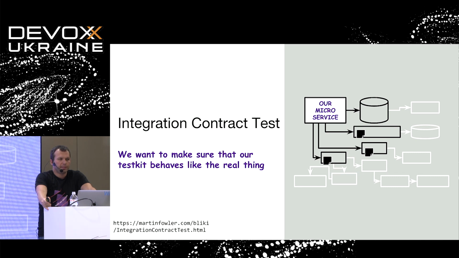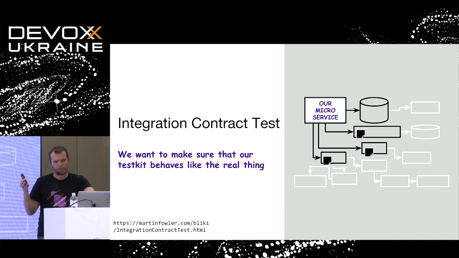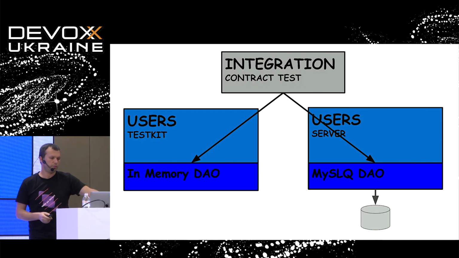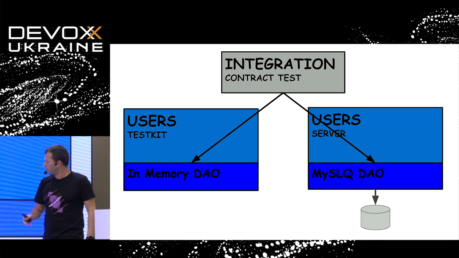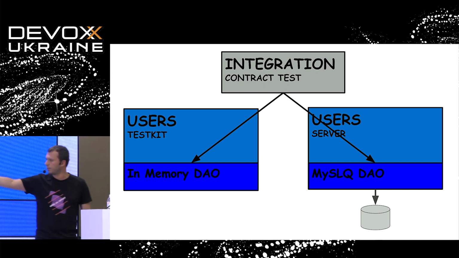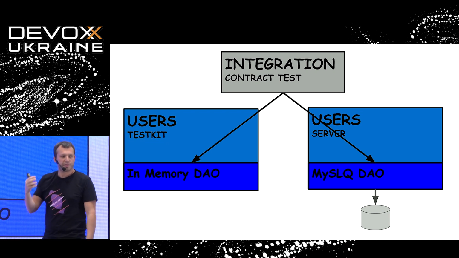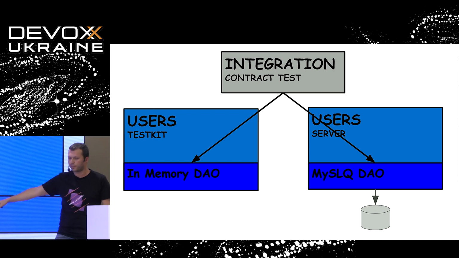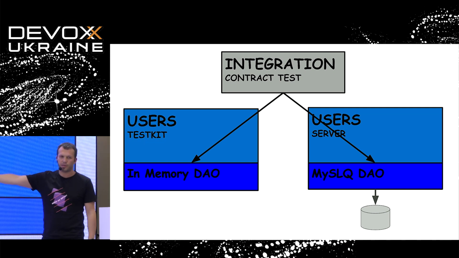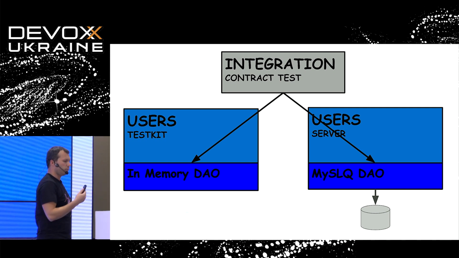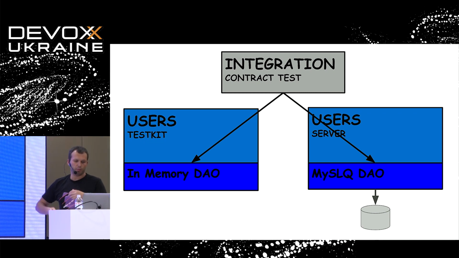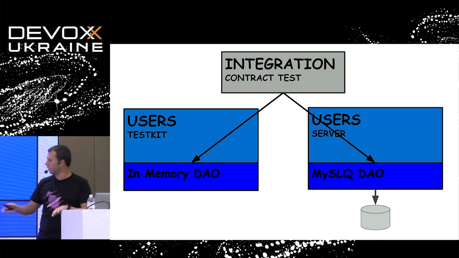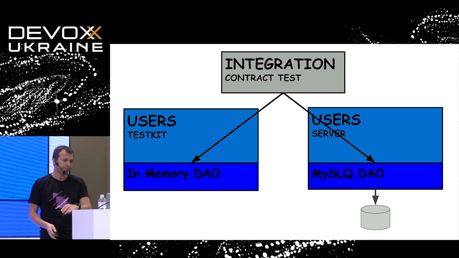Basically, what we want is that our replacements to the real thing behave the same way. So, for example, we have the user test kit and the user server. Here we have the MySQL DAO. Here we have the in-memory DAO. So we run the same test suite that we run against this MySQL DAO against the in-memory DAO. And this way, we make sure that they behave the same, that when we give the test kit out, it will work exactly the same way as the real server.